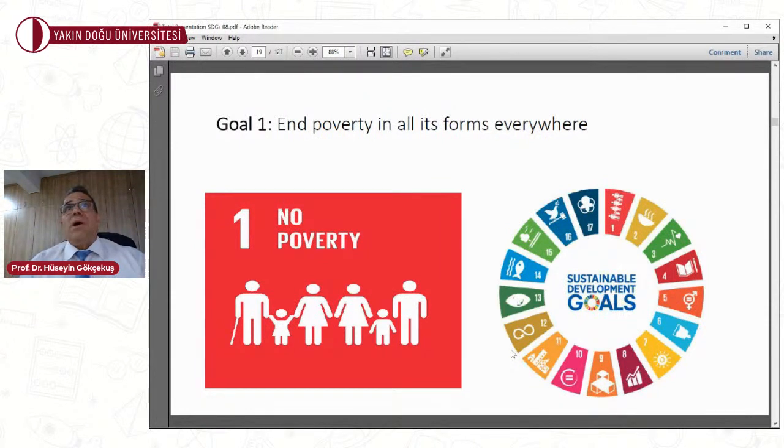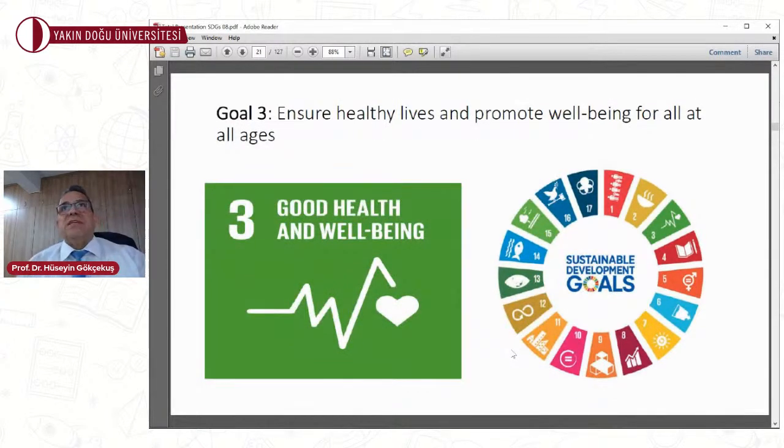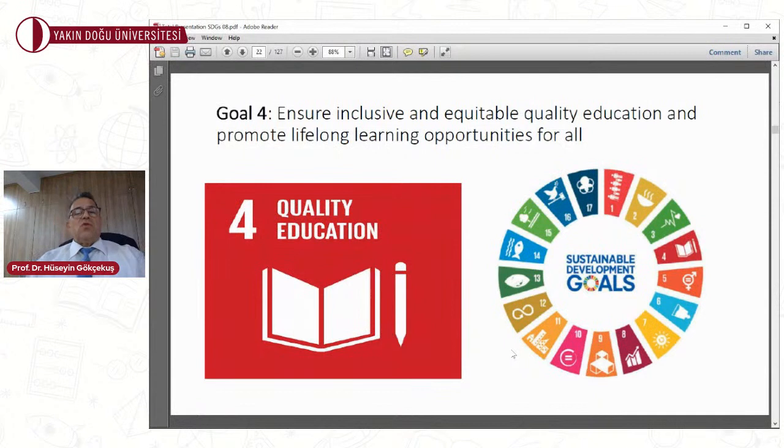Goal 1, no poverty. End poverty in all its forms everywhere. Goal 2, zero hunger. End hunger, achieve food security, and improve nutrition and promote sustainable agriculture. Goal 3, good health and well-being. Ensure healthy lives and promote well-being for all at all ages. Goal 4, quality education. Ensure inclusive and equitable quality education and promote lifelong learning opportunities for all.